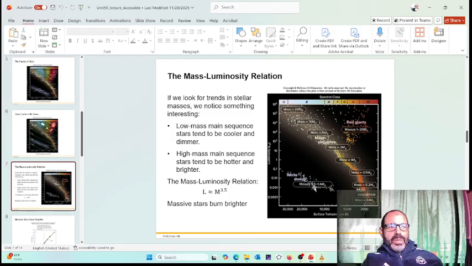and their masses range between half a solar mass all the way to about 1.4 solar masses. There are restrictions on why that has to be the case.